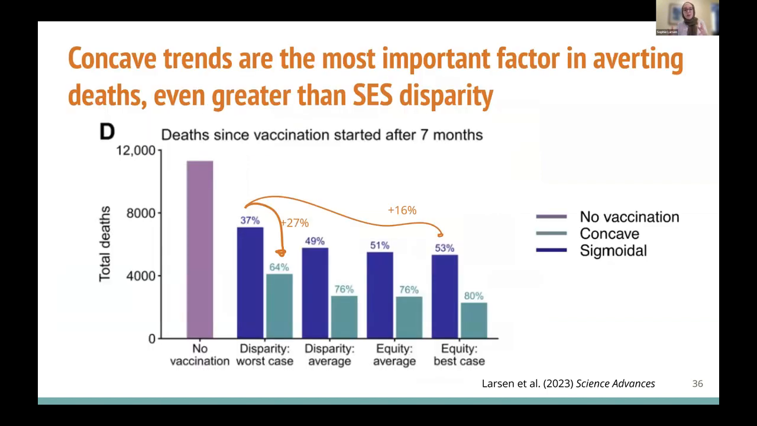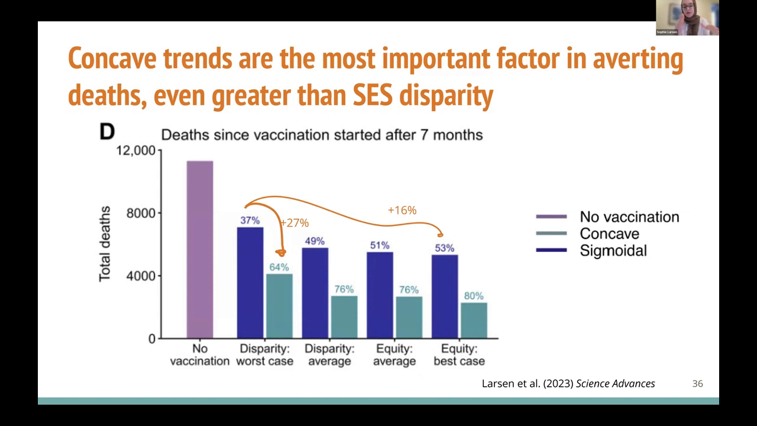And so what did we see? Well, concave trends seem to be the most important factor in averting deaths, even greater than SES disparity. So what is this plot showing? The bars are showing the total deaths that we see under a certain model simulation. The purple is if I don't vaccinate at all. No vaccine is rolled out.